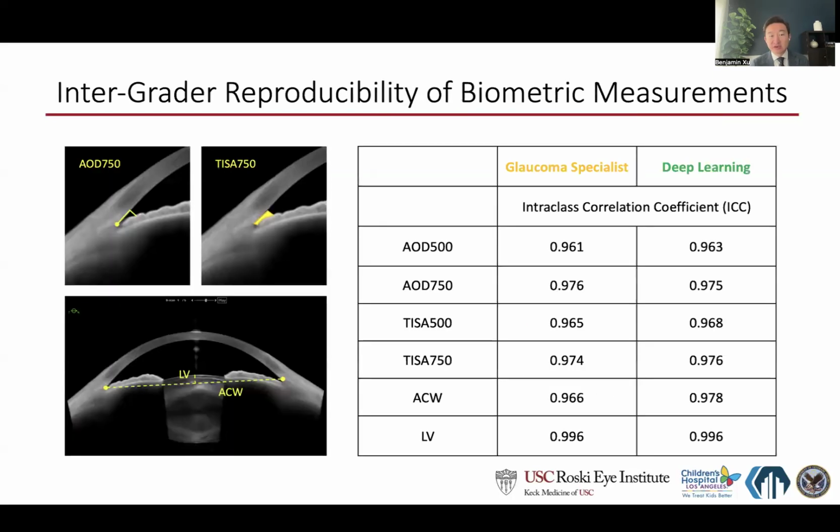This table shows the intergrader reproducibility of biometric measurements associated with those scleral spur locations. We see the agreement between the reference grader and the glaucoma specialist was excellent for all parameters with intraclass correlation coefficients exceeding 0.96. However, this performance was matched by the AI algorithm, which produced similar agreement with the reference grader. This data shows that the algorithm can produce expert-level biometric measurements with the click of a button.